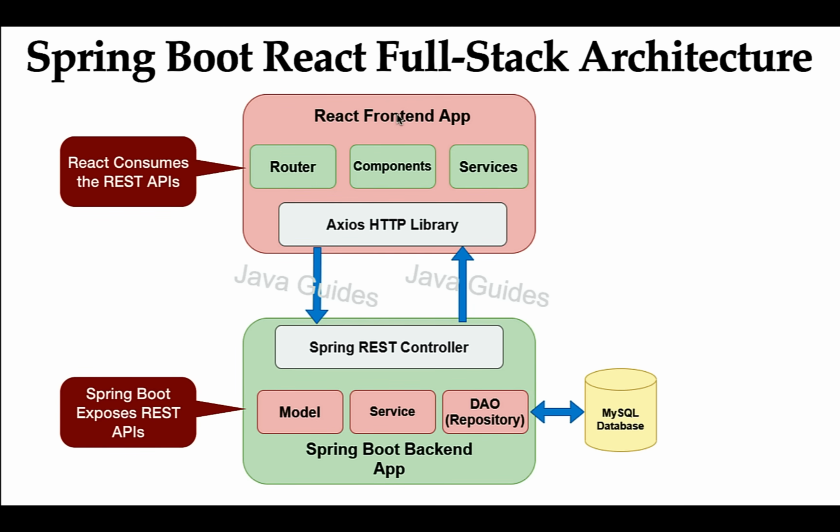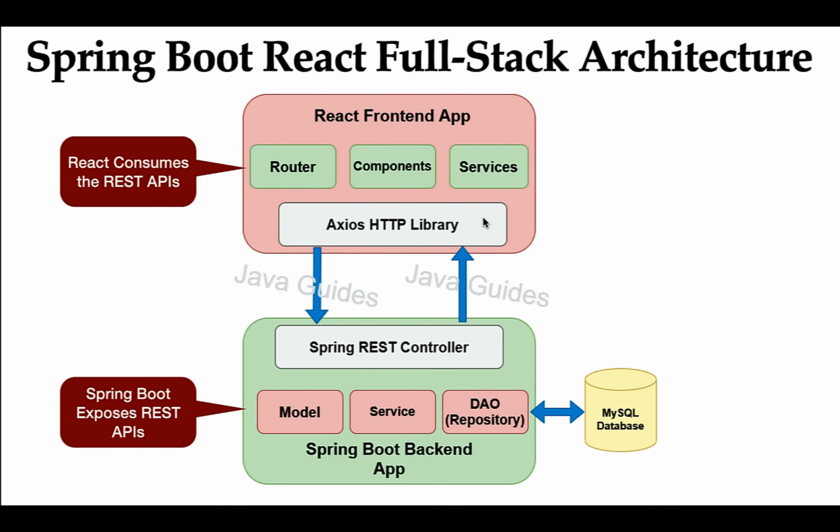Next, we have a React front-end application. It consumes the REST APIs that is exposed by Spring Boot backend application. And in React front-end application, we create the components, services, router, and React is not concerned with the HTTP library. We have to use third-party HTTP library to make a REST API call. Okay, so in this project, we are going to use Axios HTTP library to make the REST API call in a React application. Okay, and we are going to use a JSON format to exchange the data between React front-end application and Spring Boot backend application.